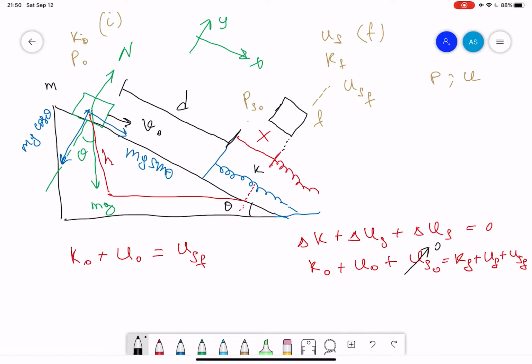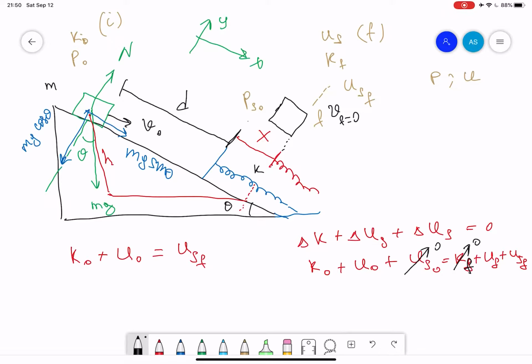We know that when the spring is fully compressed, the final velocity will be equal to 0, right? Therefore the final kinetic energy will be equal to 0, because when the spring is fully compressed, the box will be fully stopped, which means its final velocity is 0. So we can see the final kinetic energy is equal to 0.